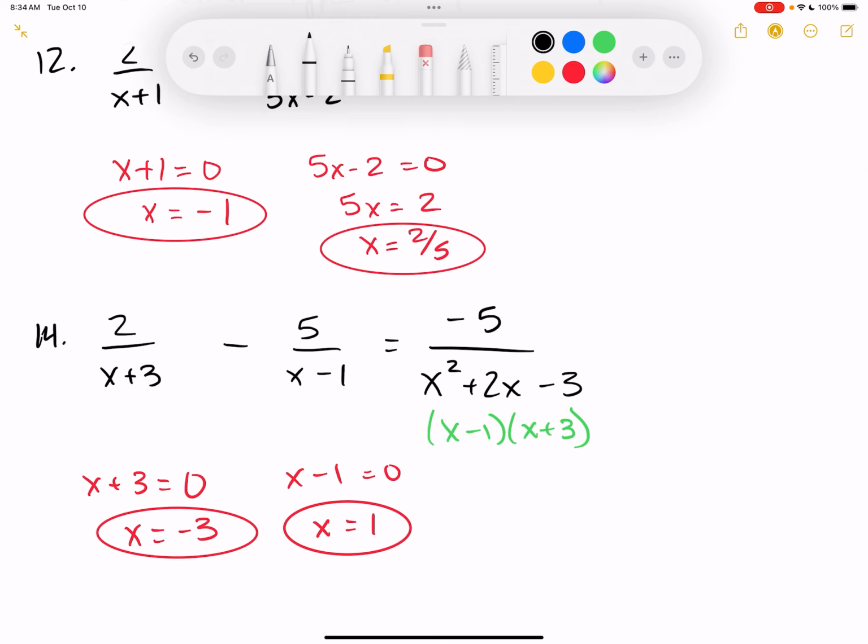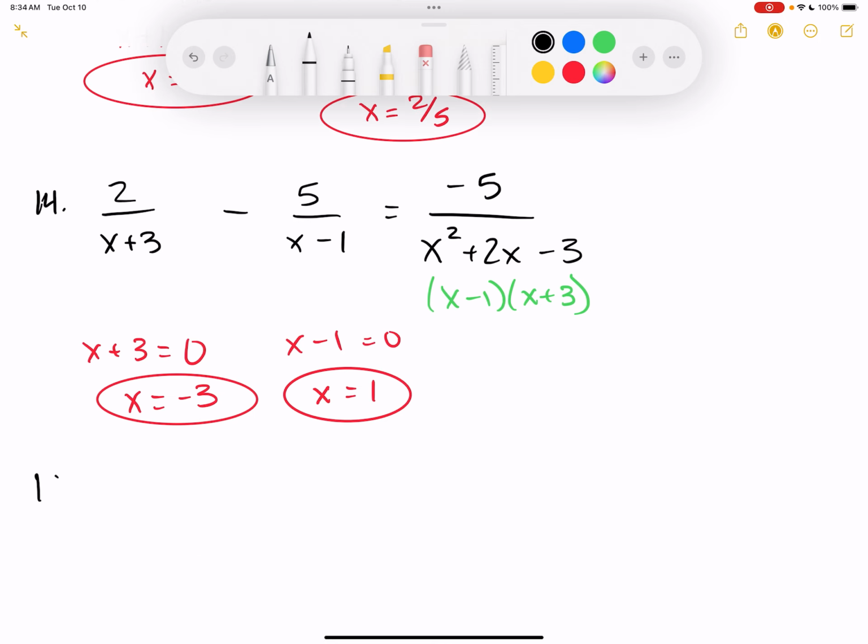All right, let's see. The next thing says to solve each equation. So 18, we've got 4x plus 3 over 4 minus 2x over x plus 1 is equal to x.